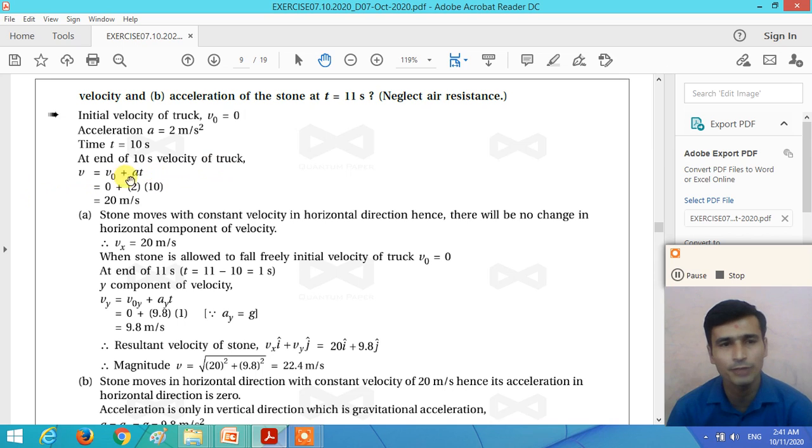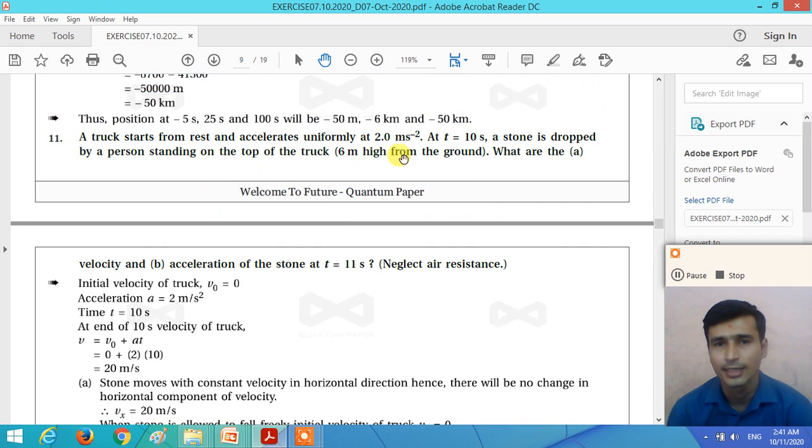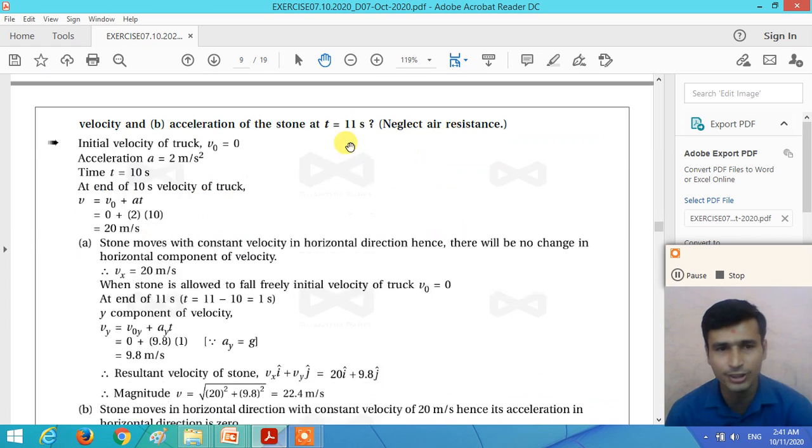v is equal to v0 plus at. So here the initial velocity v0 is equal to 0, acceleration a is 2, and time t is given to you as 10 seconds. So the velocity of the truck after 10 seconds is 20 meter per second, right? Because at the 10 second the stone will be dropped. So as the stone is dropped, the velocity of the truck is 20 meter per second.